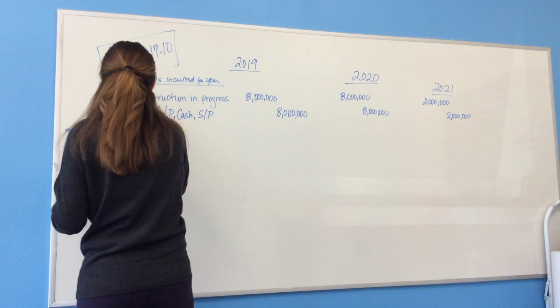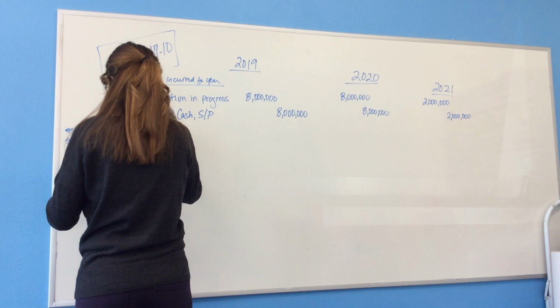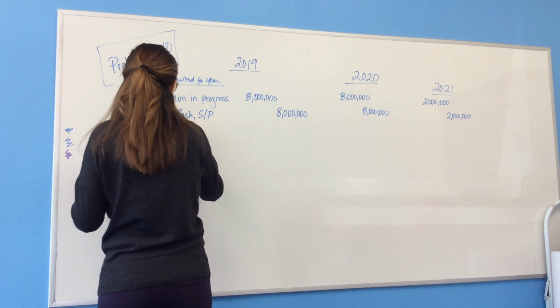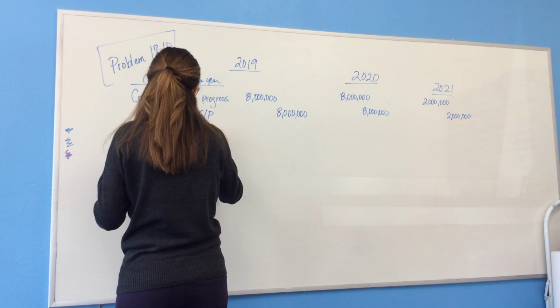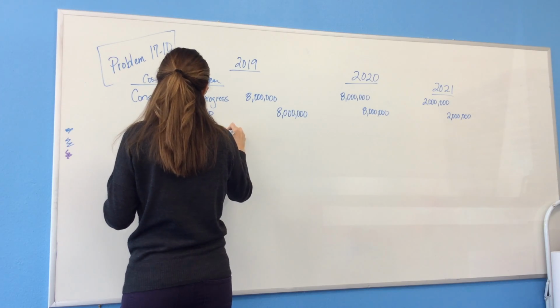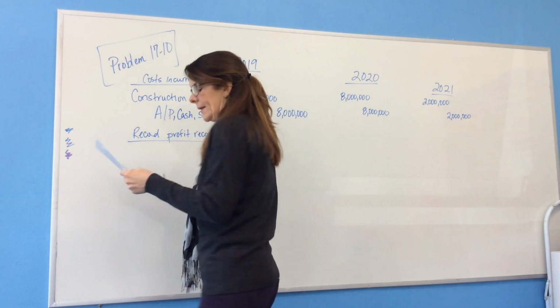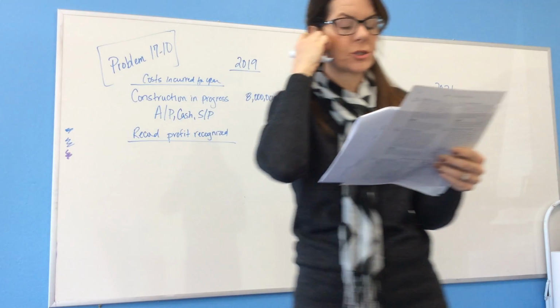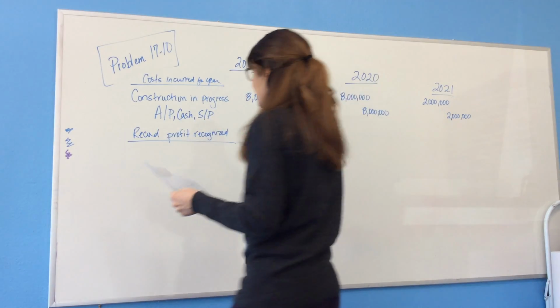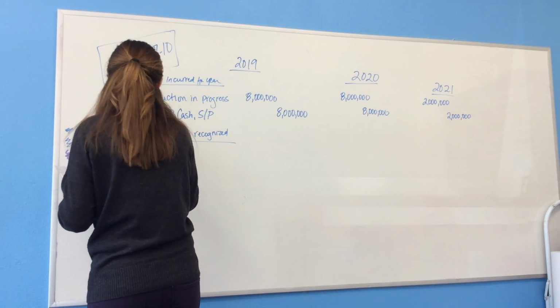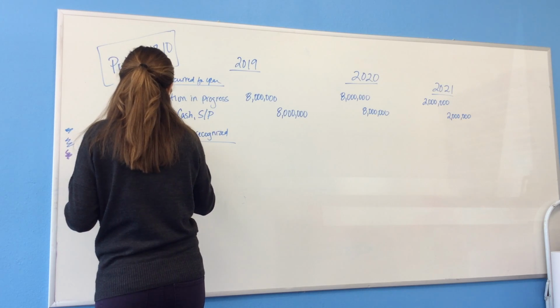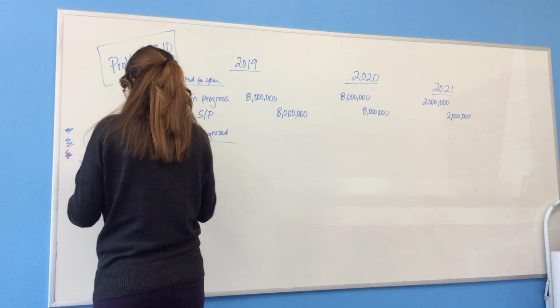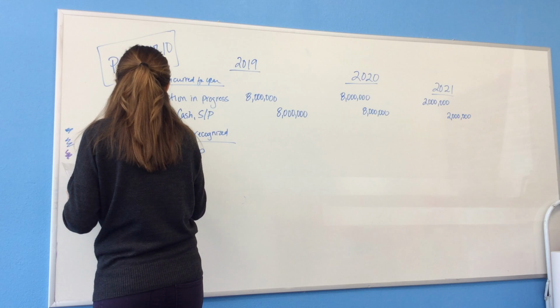So now to record my profit recognized for each year, okay? So in that one, I'm going to debit actually 2 things. I'm going to debit construction expense, and also construction in progress.